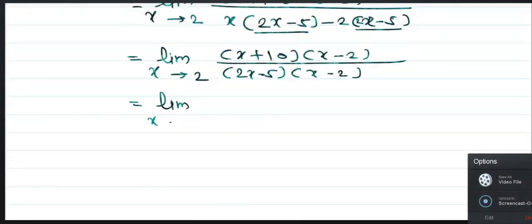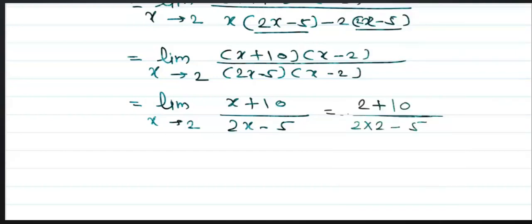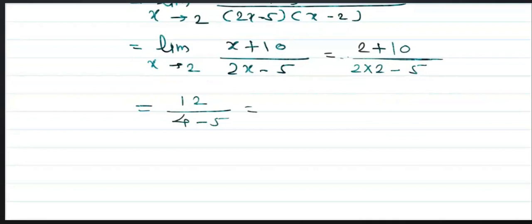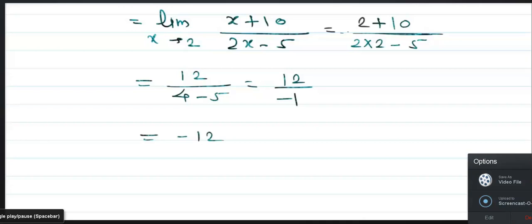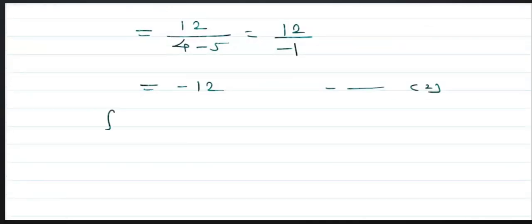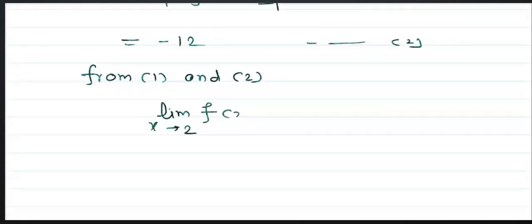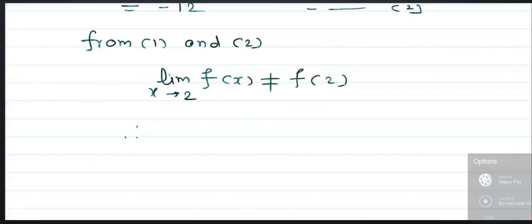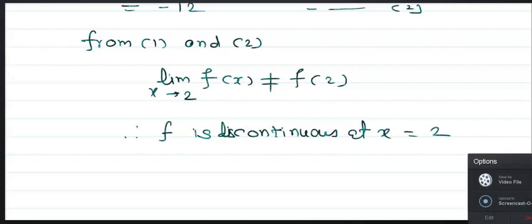Now x minus 2 gets cancelled from the numerator and the denominator. Therefore x plus 10 upon 2x minus 5, that is 2 plus 10 upon 2 into 2 minus 5, that is 12 upon 4 minus 5, that is equal to 12 upon minus 1, that is equal to minus 12. This is number 2. Therefore from 1 and 2, limit x tends to 2, f of x is not equal to f of 2, and hence the given function is not continuous. It is discontinuous at x equals 2.